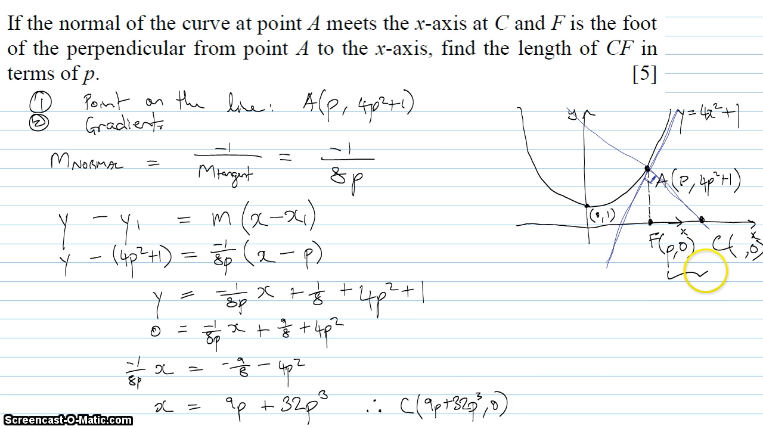So what does that mean about this distance? Well, the distance between C and F, because they're on the same line, I just have to find the difference in the x coordinates. So all it's going to be is 9p plus 32p³, which is the x coordinate of C, minus the x coordinate of F, which is p. And so that's just going to be 32p³ plus 8p.